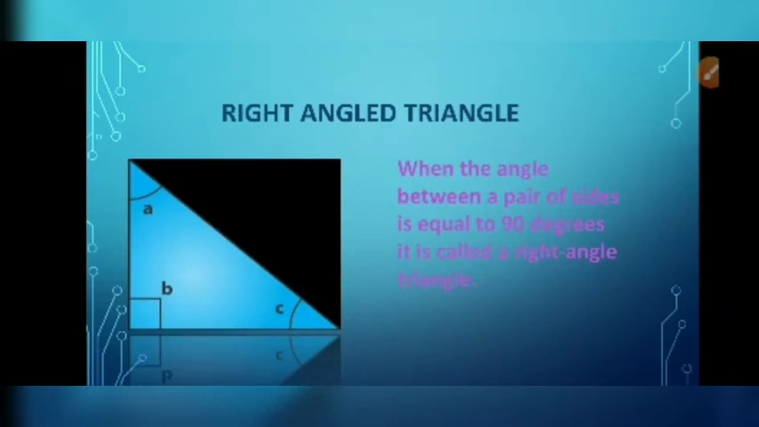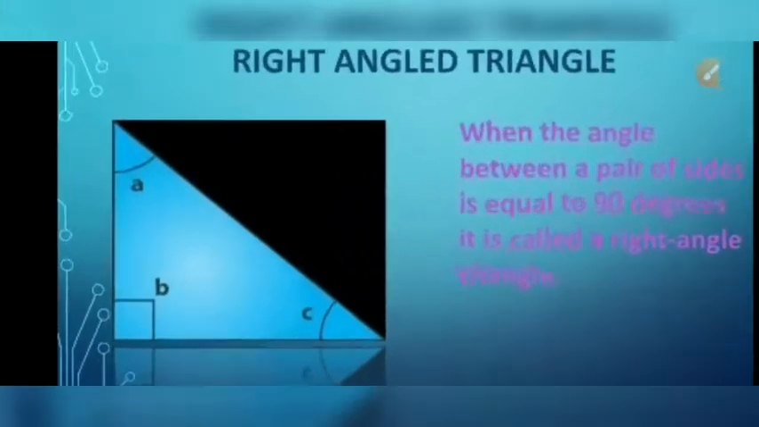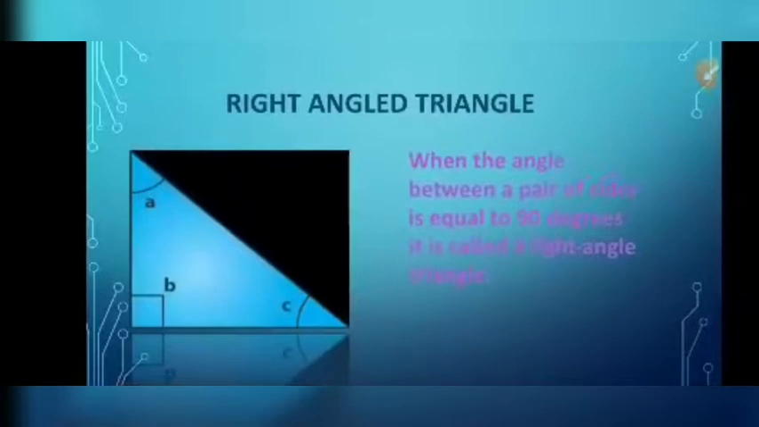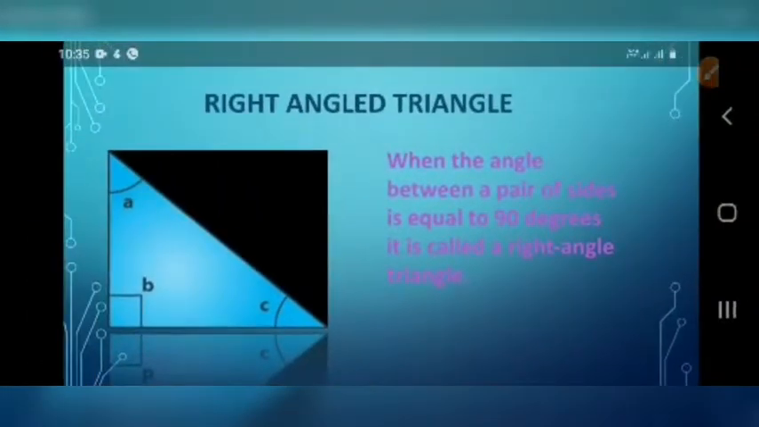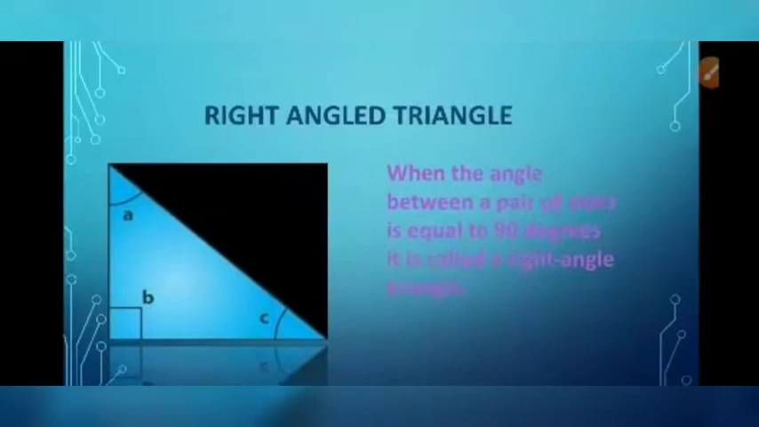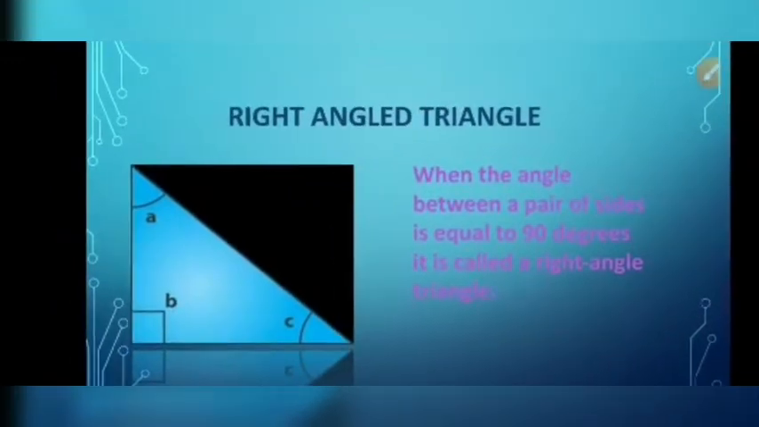Right angle triangle. This is the right angle triangle. At B, we observe the right angle, that is the 90 degrees of angle. And A and C are acute angles. When the angle between a pair of sides is equal to 90 degrees, it is called right angle triangle. So observe right angle.